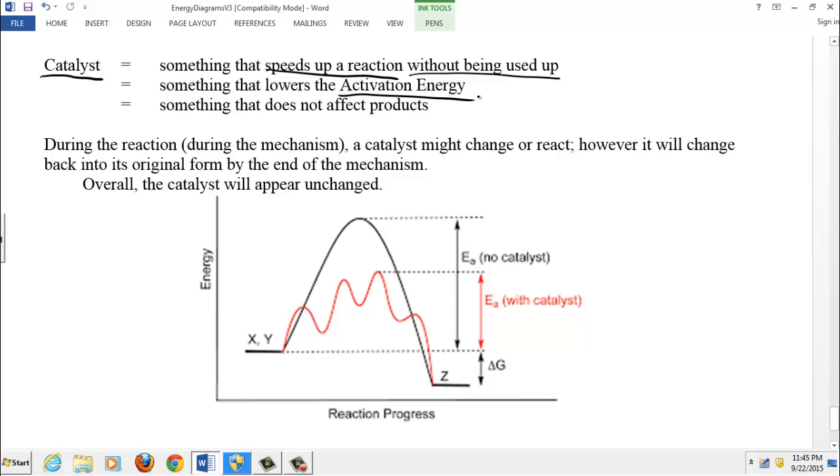And so if it's just affecting the hill, the energy diagram, it doesn't affect your products. The catalyst is not supposed to create new products. Or if this is an equilibrium reaction, it's not supposed to change equilibrium, right? You'll have the same ratio of reactants and products. Once the system reaches equilibrium, a catalyst reaches equilibrium faster.